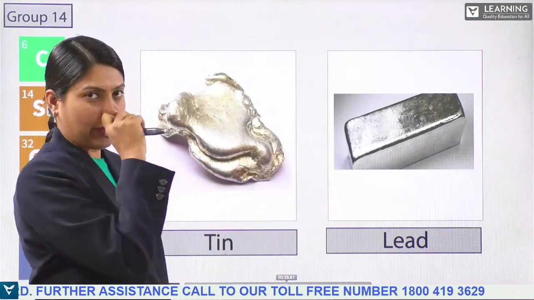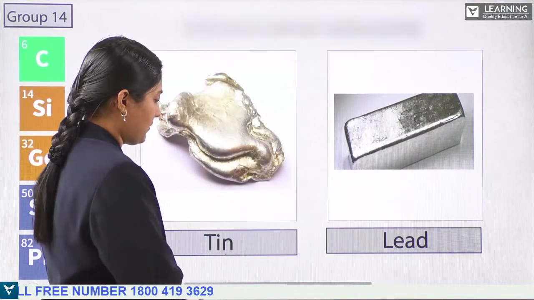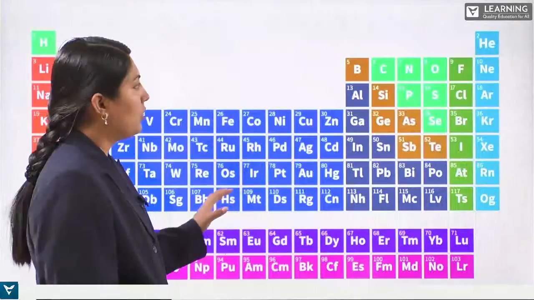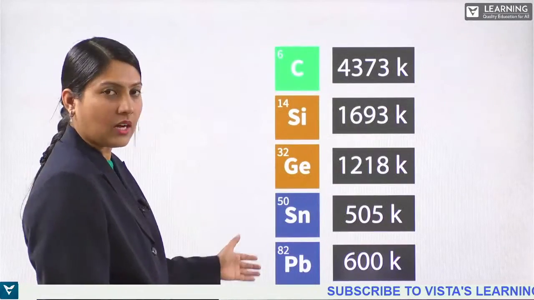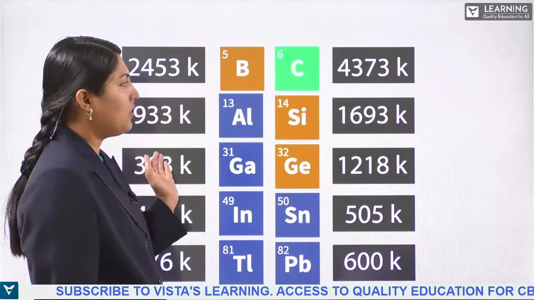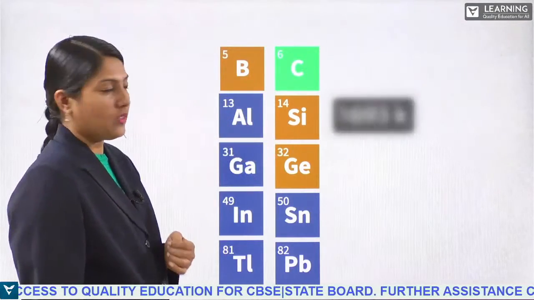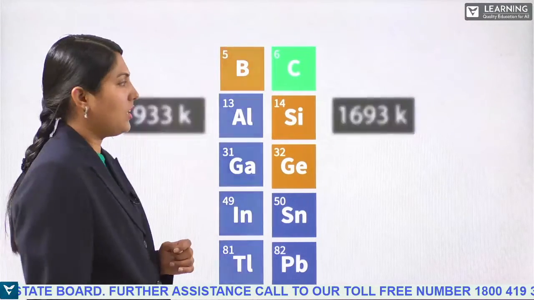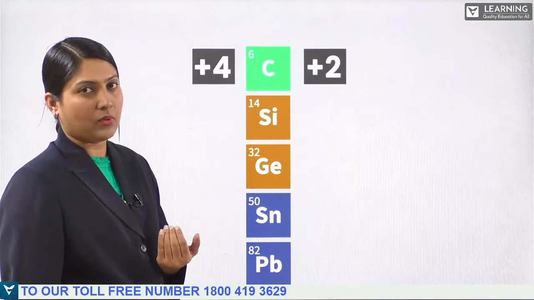From tin to lead, what happens? Ionization energy decreases. So they are soft metals with low melting points. If you see here, from carbon to lead, the melting point is higher than that of the 13 group elements. If you take the example of aluminium and silicon, silicon is 1693 K, whereas aluminium is 933 K. So 13 group elements have a lower melting point than silicon.